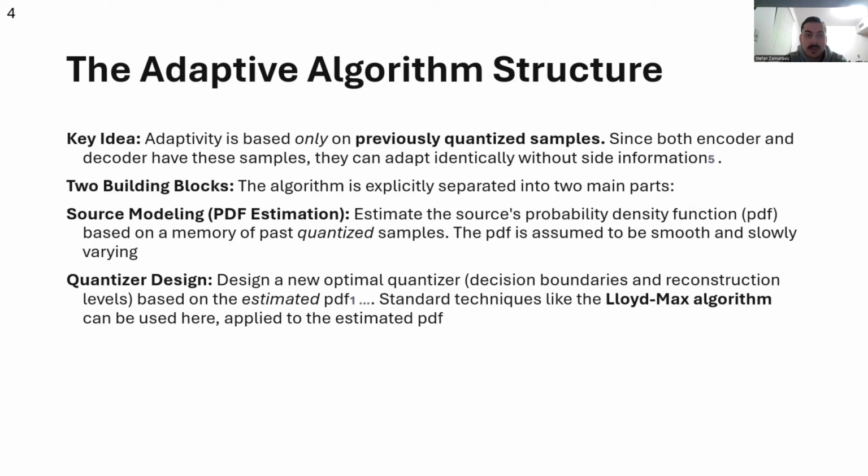Second is quantizer design. Based on the estimated PDF provided by the first block, this part designs a new optimal quantizer, determining the updated decision boundaries and reconstruction levels. Standard techniques such as the Lloyd-Max algorithm can be applied here, but operating on the estimated PDF. This explicit separation allows us to use well-known quantizer design methods while focusing research on the source modeling, which changes based on the quantized data.